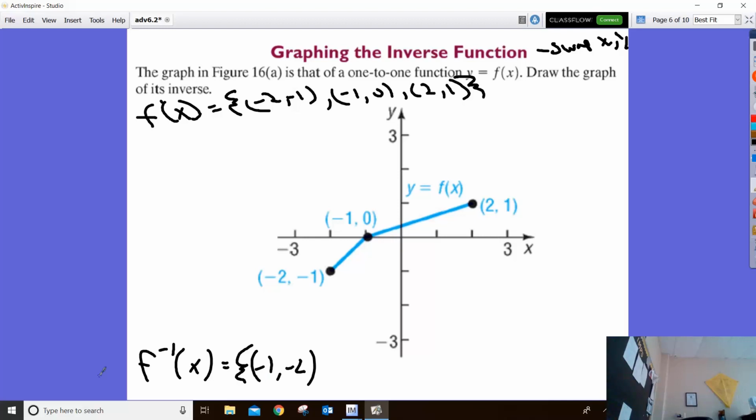By the way, inverse is that little notion, x to the negative first power. Negative 1, negative 2, you swap x and y. What's another point on the inverse? 0, -1. And the last point, 1, 2. There's a point on the inverse, 1, 2. 0, -1. And -1, -2.